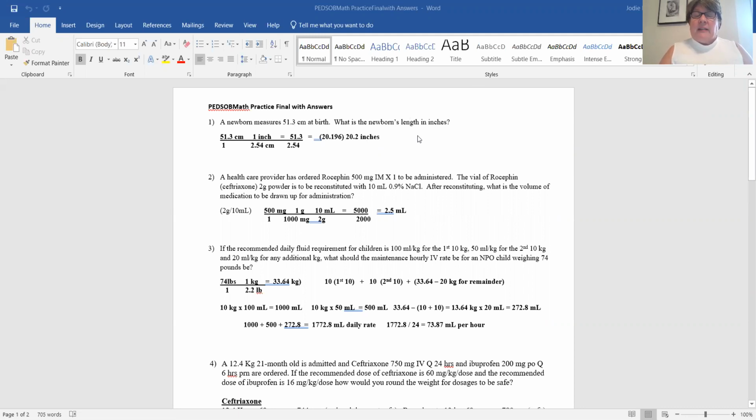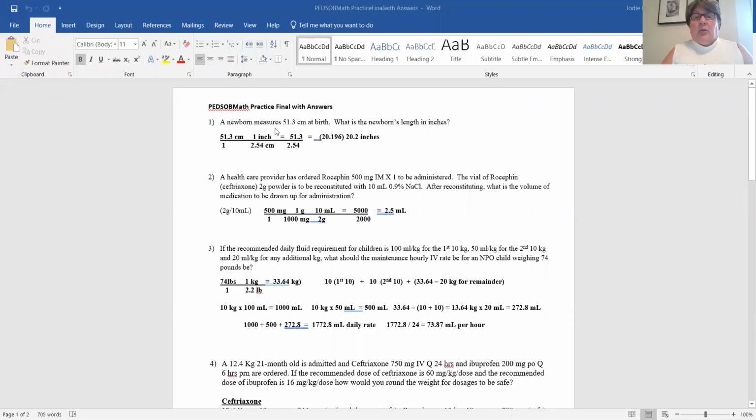The handout is already on your Blackboard site, so you should be able to get that and follow along. The first couple of problems are pretty straightforward, and I think they'll feel pretty intuitive to you. You've done problems like this before.